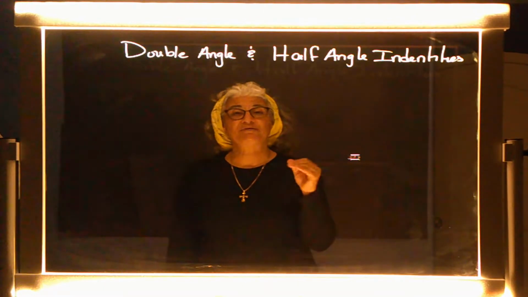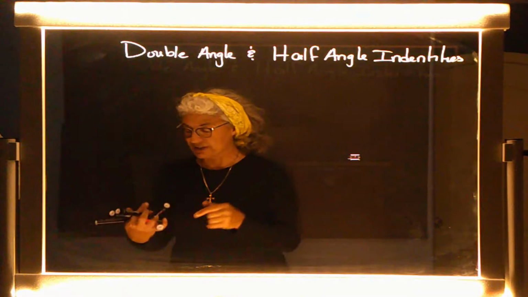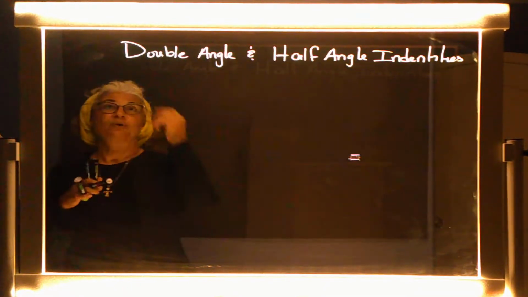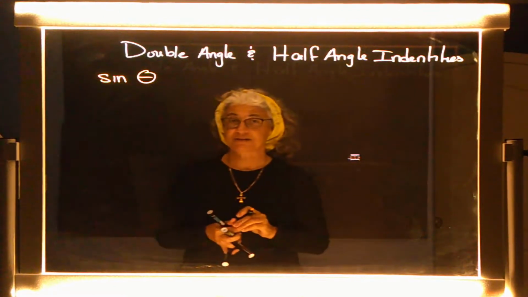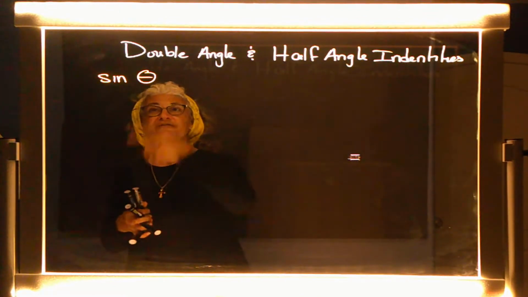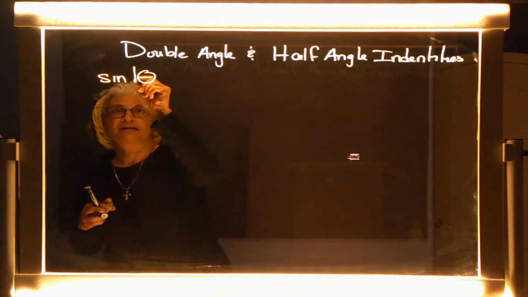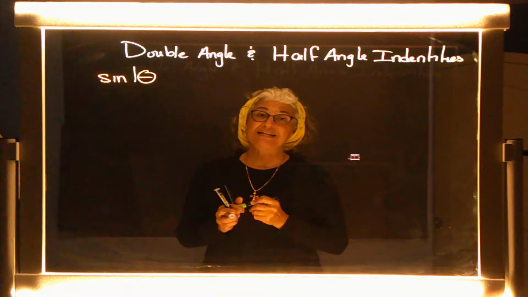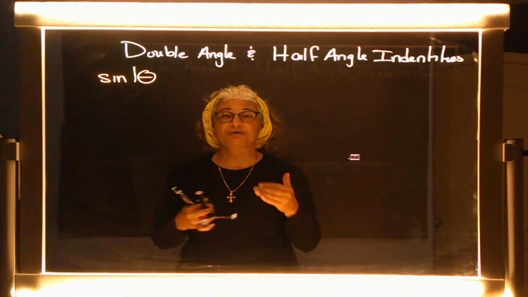So far, we've been finding the trig function of single angles. For example, we've been asked to find the sine of theta, right? Now, here's the deal. What's the coefficient of theta? It's a 1, which means that is a single angle. And that's what we've been working with up until this point.